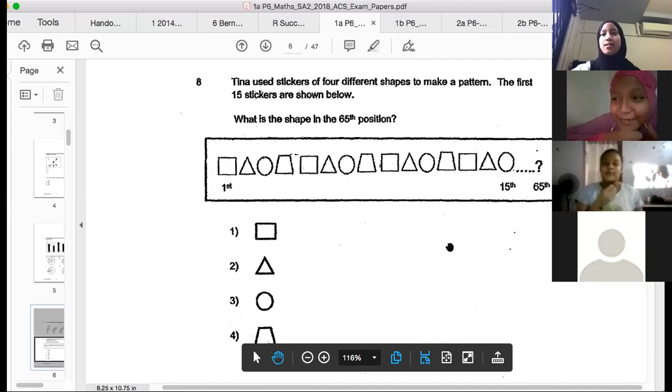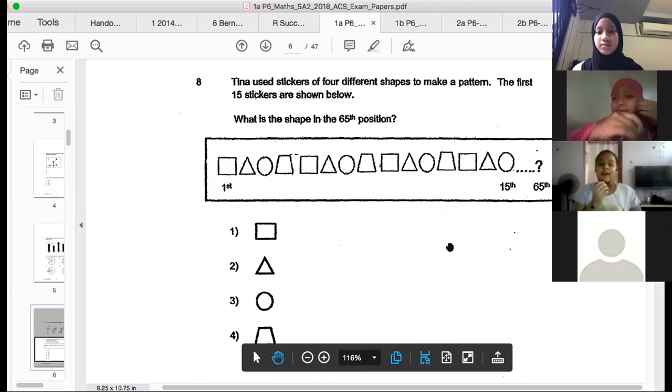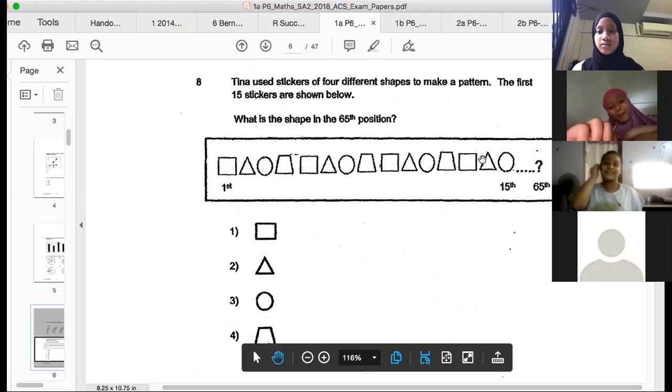I think I got 5 groups. You can make 5 groups, right? Then I take 65 divided by 5. After that, I got 13, and then I count 1 to 13. Then I got square. Oh, like that. I count like 1, 2, 3 until 65. Okay, I cannot. No, don't. Okay, so how did you get 5?